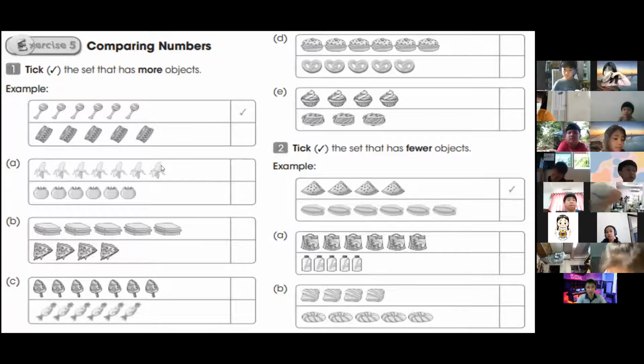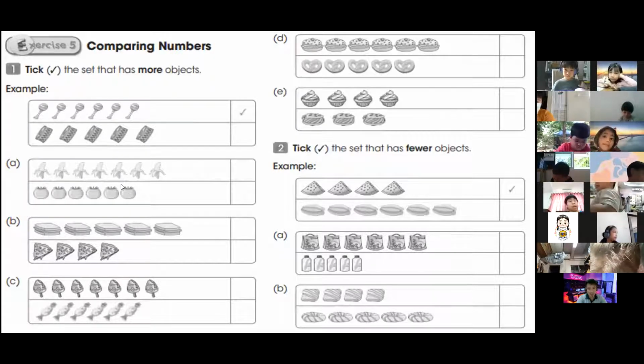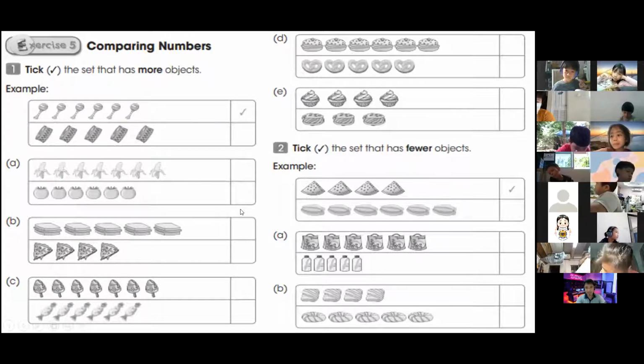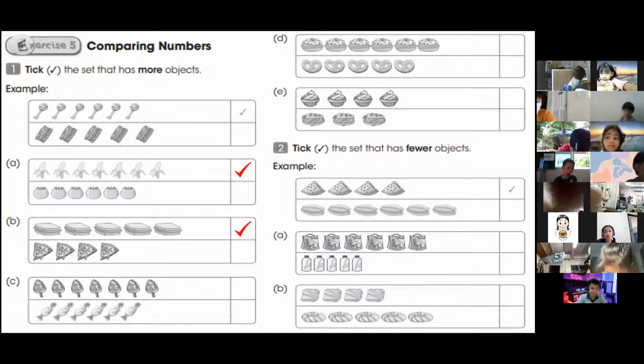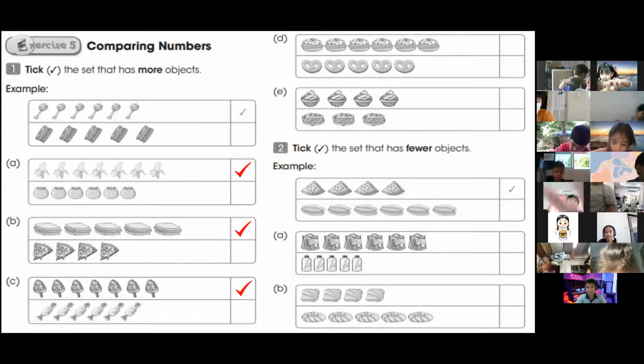Now in letter A, we will compare the bananas and the tomatoes. If we compare these two objects, the banana has more objects. So we will take the banana. Let's put a tick in here. Letter B, the answer is sandwich or slice of pizza. It is sandwich, right? Sandwiches. And letter C, ice cream on stick, right? Letter D, it's a burger.